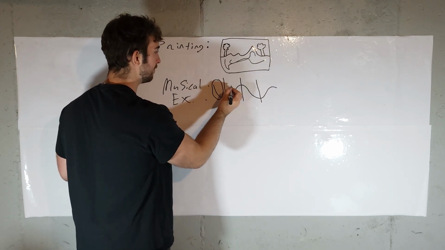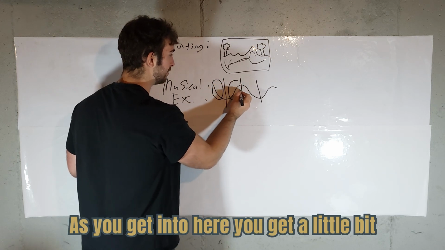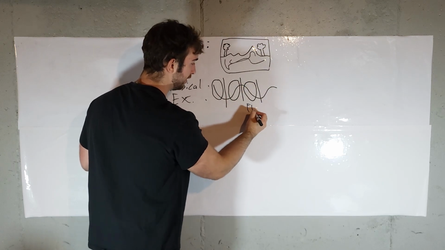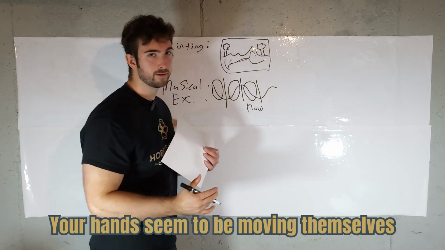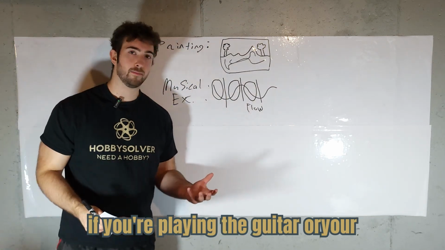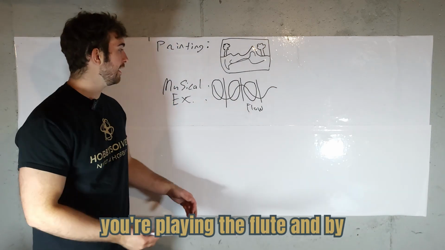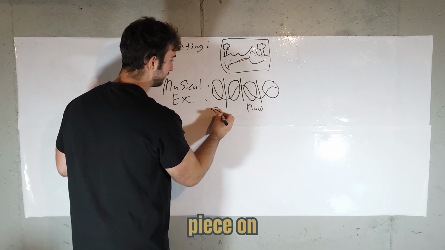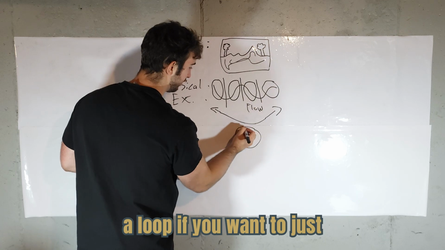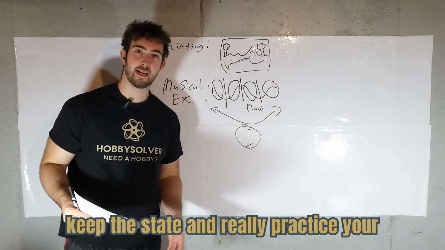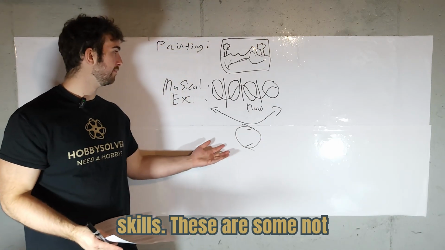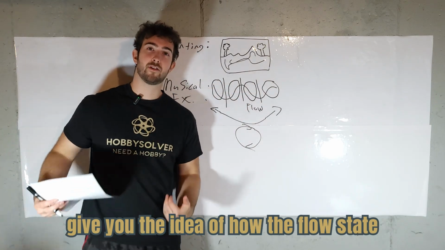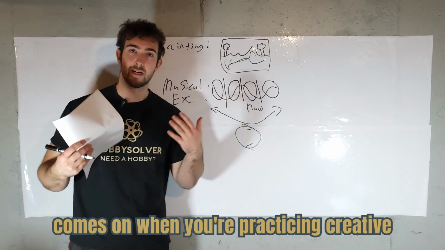Flow state starts here. As you get into here, you get a little bit more focused. Hopefully by here, you're in full flow. Your hands seem to be moving themselves if you're playing the guitar, or your mouth seems to be moving itself if you're playing the flute. And by here, you're still fully focused, and you can maybe even just keep playing the piece on a loop if you want to just keep this state and really practice your skills. These are some not very specific examples, but hopefully they give you the idea of how the flow state comes on when you're practicing creative skills.